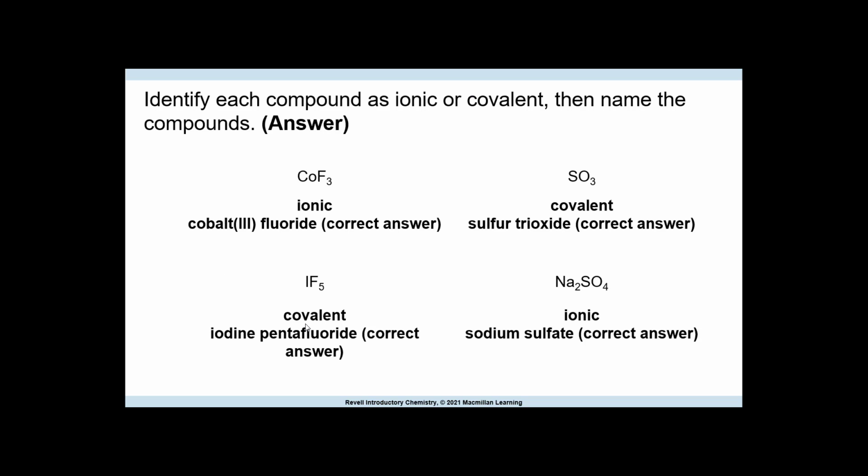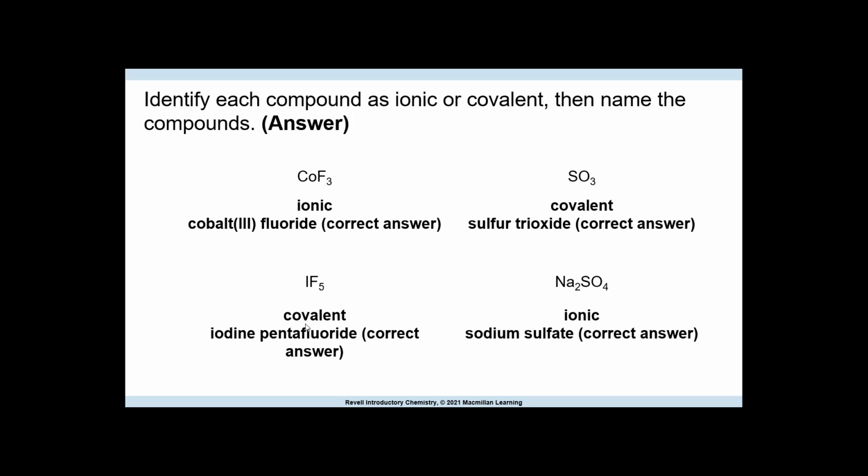So let's take a look. Cobalt(III) fluoride, that's ionic. That's a metal and a nonmetal. SO3, that's covalent, sulfur trioxide. IF5, that is covalent. That is iodine pentafluoride. Iodine is lower on the periodic table, so you would say that first before fluoride.